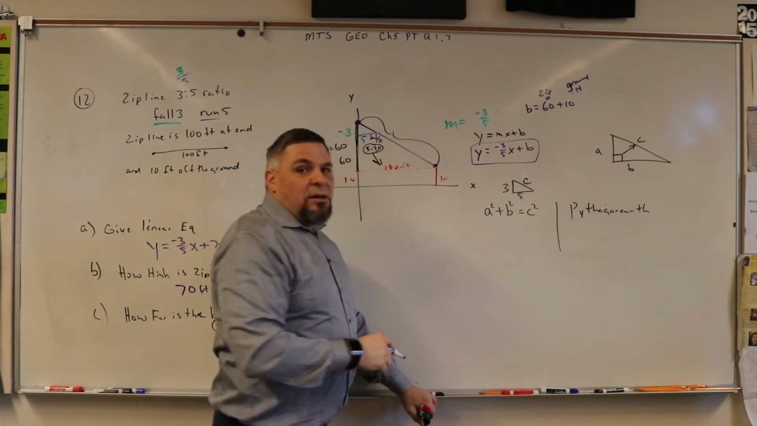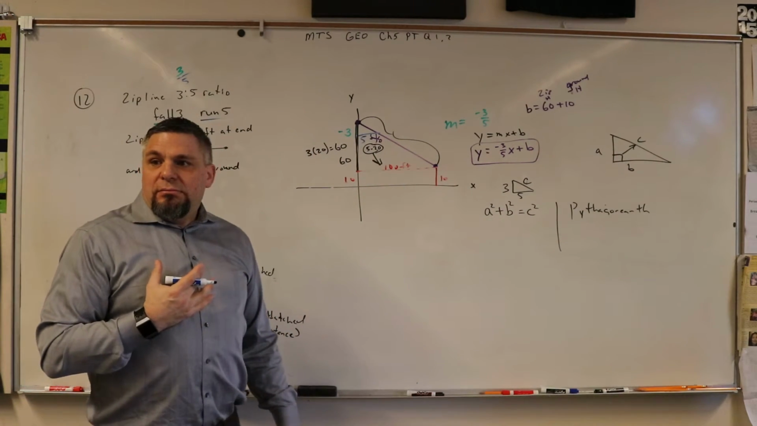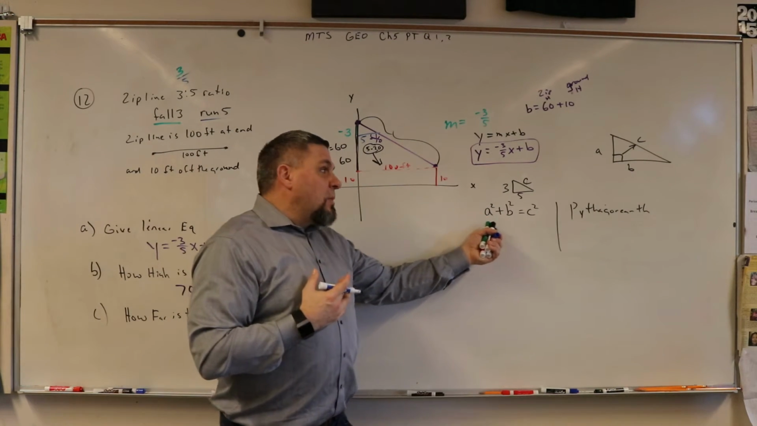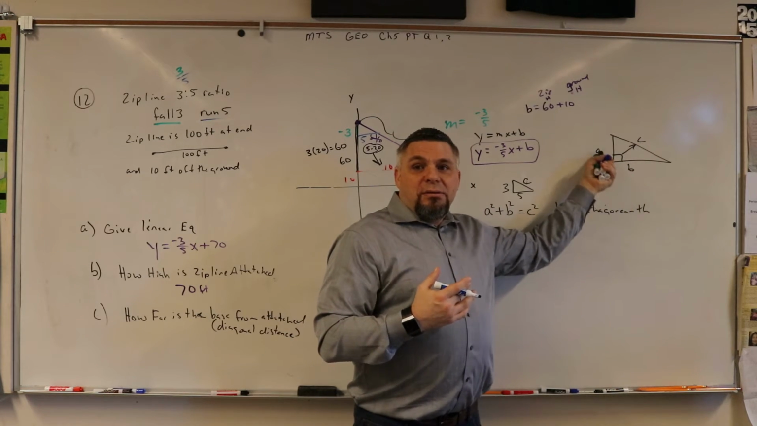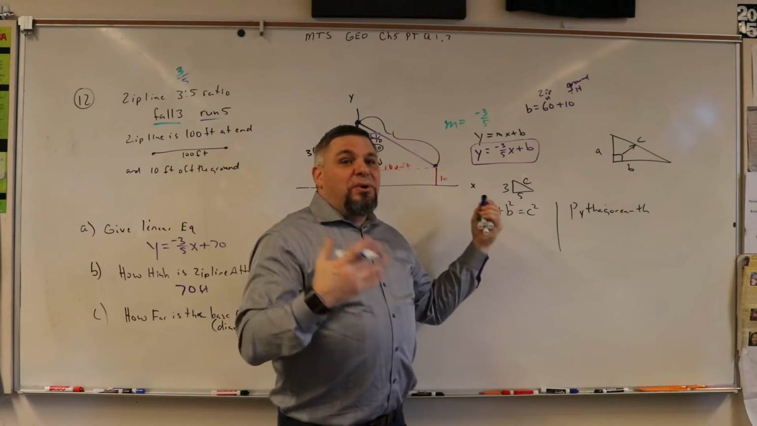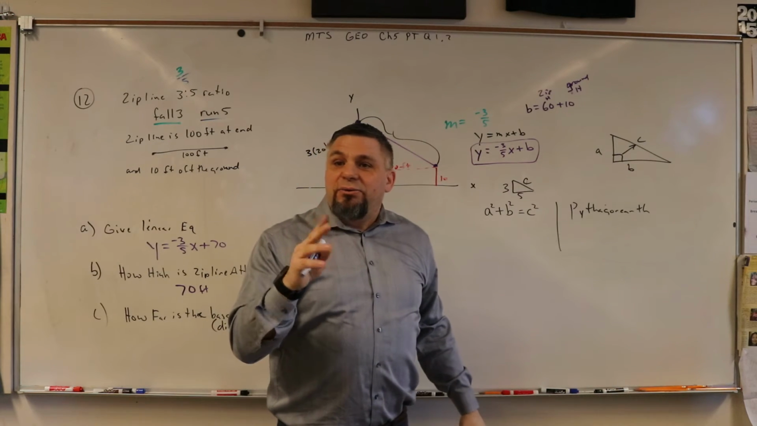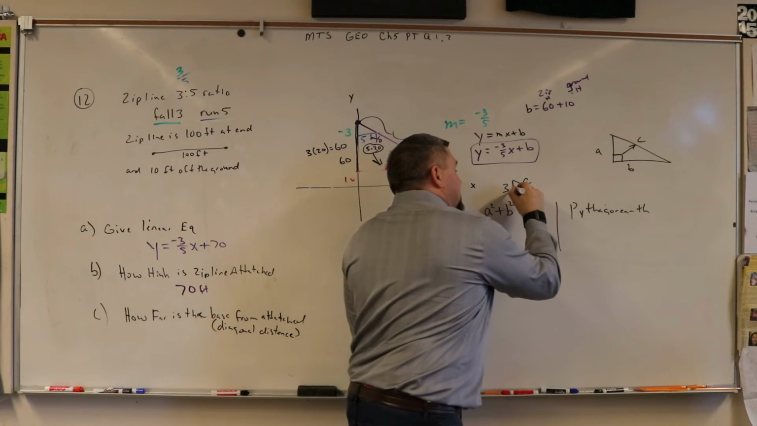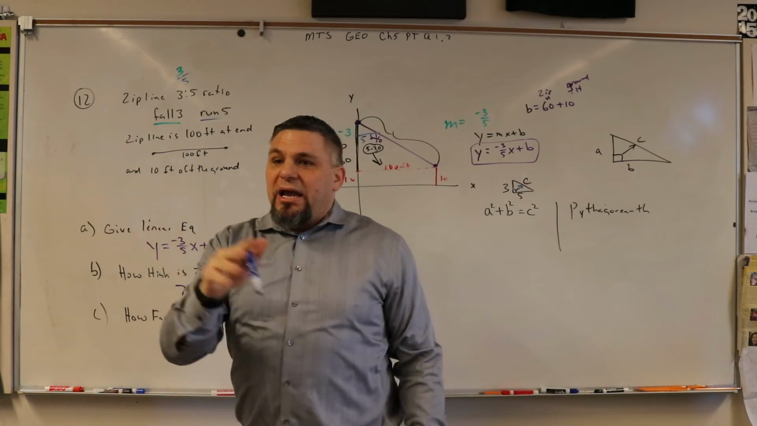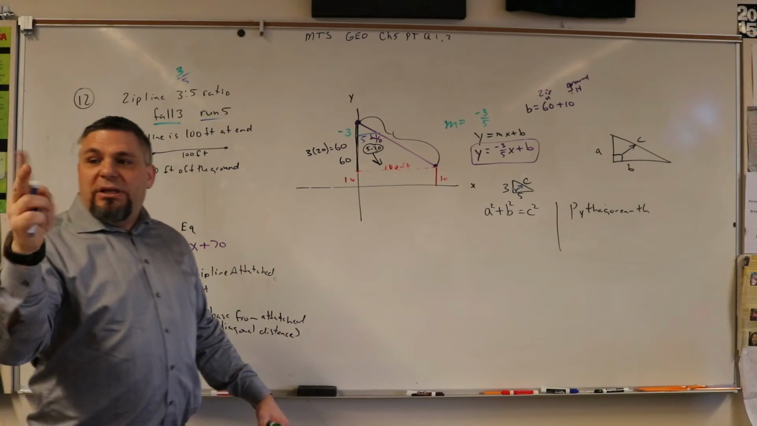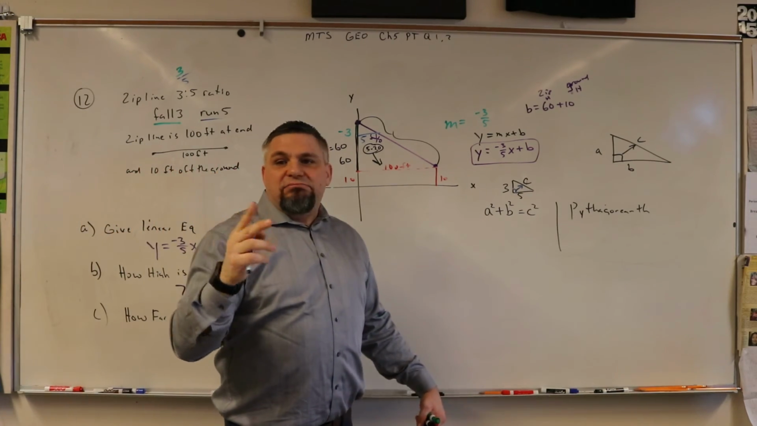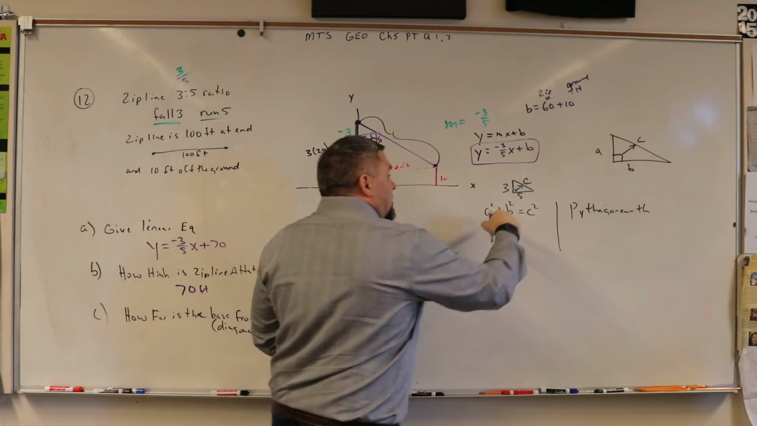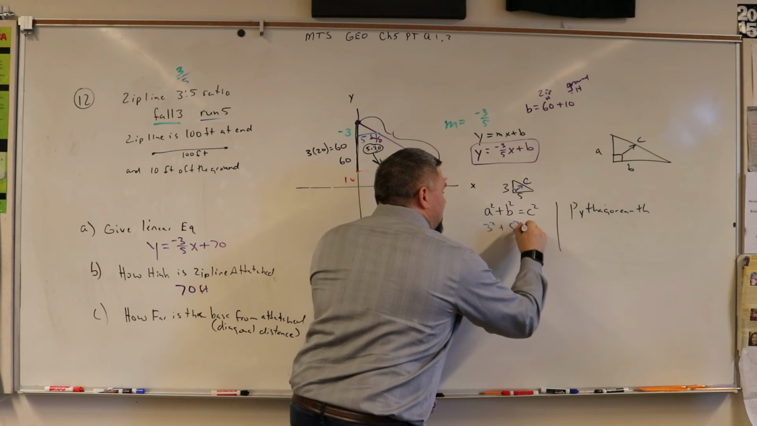So what's A? It's 3. It doesn't really matter whether it's 3 or 5, because they're both legs. The one thing that matters is that C is always the hypotenuse. A and B could be either one, because 3 plus 5 and 5 plus 3 is the same thing. So 3 squared plus 5 squared equals C squared.